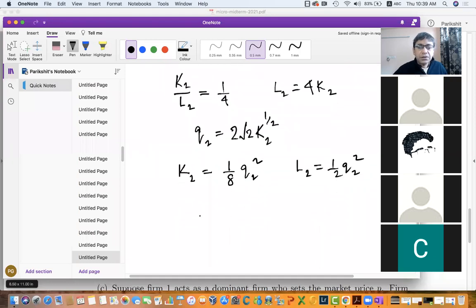So our cost function is equal to W times L2, so that's this half Q2 squared. And then it's coming out to be Q2 squared only. Okay, that's the second cost function.